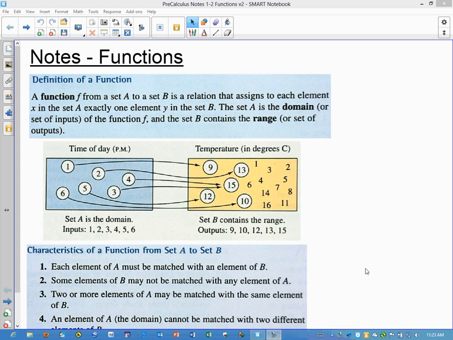Hello, this is Mr. P, and today we're going to learn about functions. At the top here we have our official definition of a function.